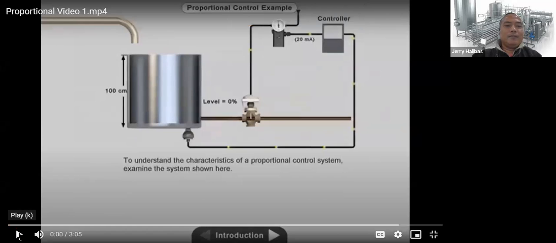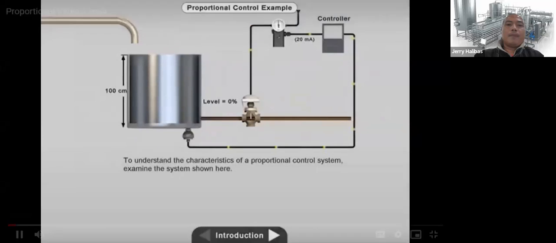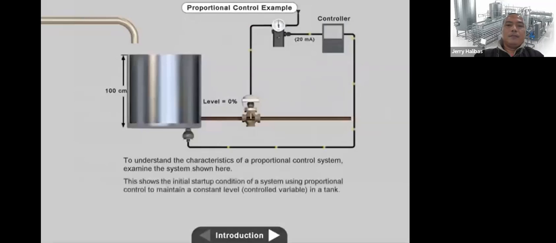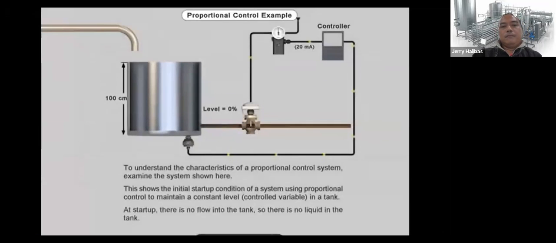The characteristics of a proportional control system. Examine the system shown here. This shows the initial startup condition of a system using proportional control to maintain a constant level, controlled variable, in a tank. At startup, there is no flow into the tank, so there is no liquid in the tank.